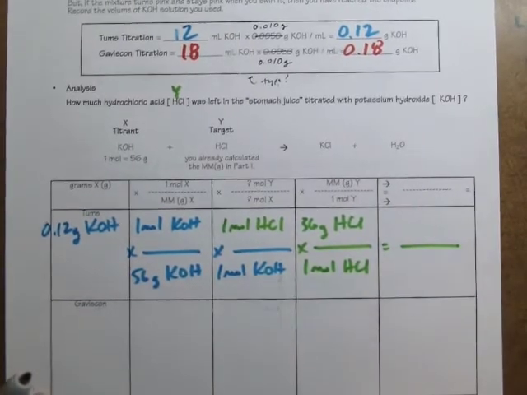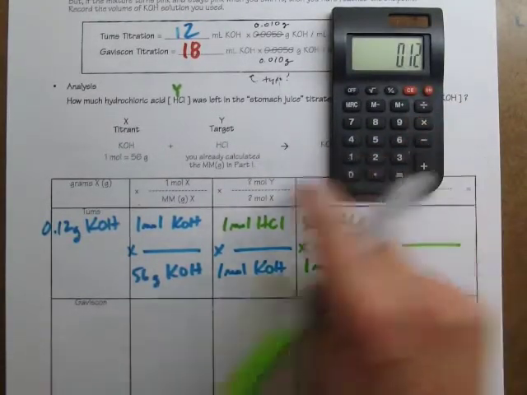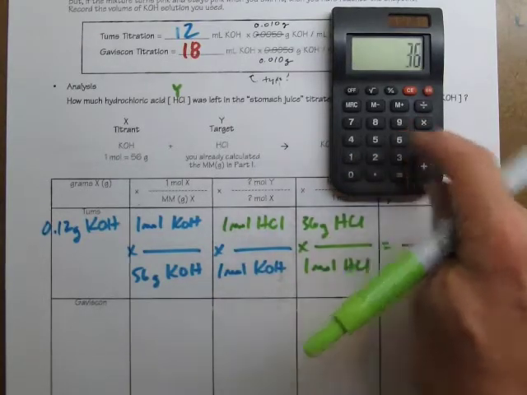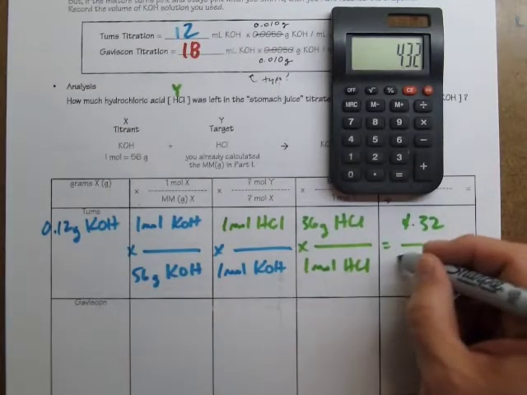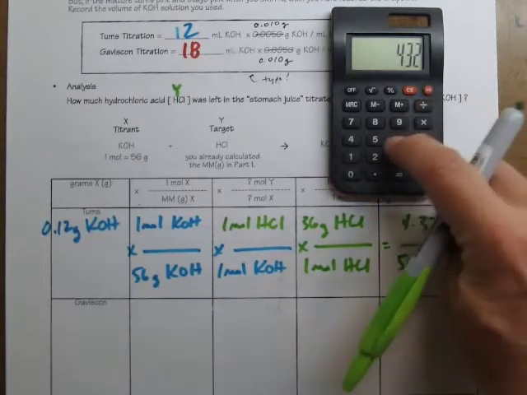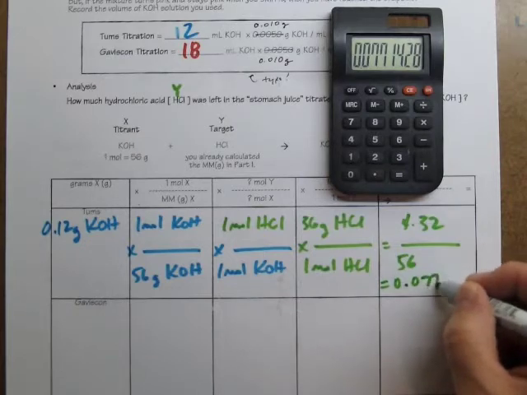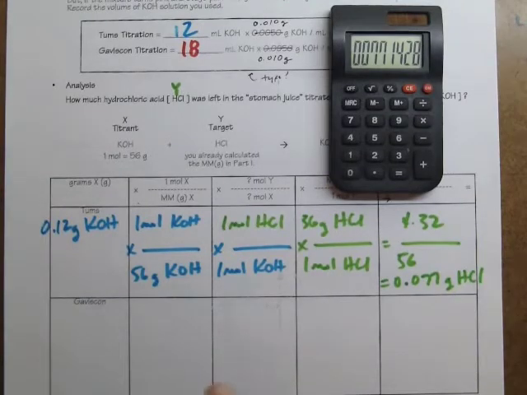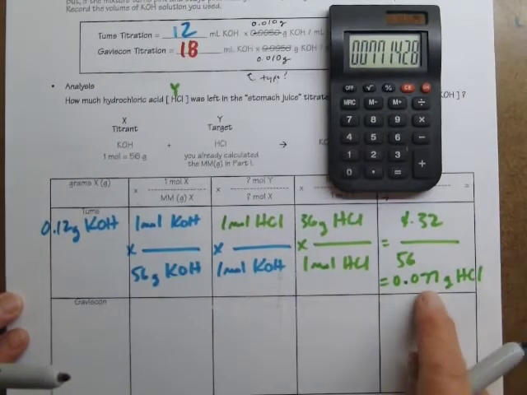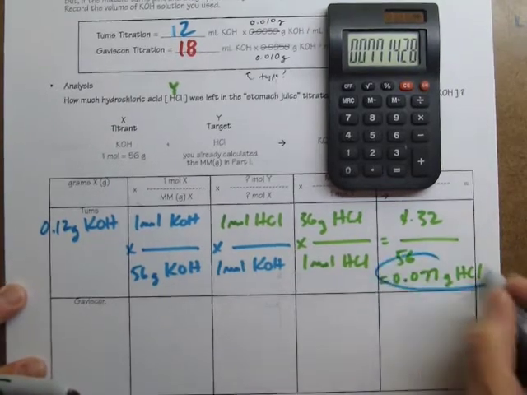And do the math. Multiply across the top, 0.12 times 1 times 1 times 36 is 4.32. Multiplying across the bottom is 56. Divide the top by the bottom, and it's 0.077 grams of hydrochloric acid. So the potassium hydroxide reacted with whatever acid remained. This is how much acid remained after the Tums tablet reacted with the stomach acid that was in the sample. So that's the result for the Tums.